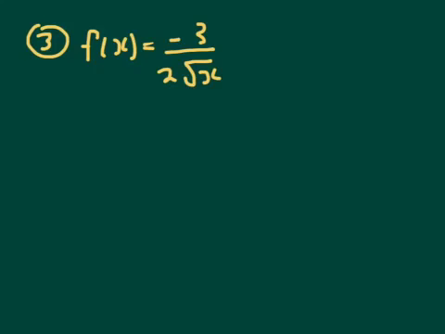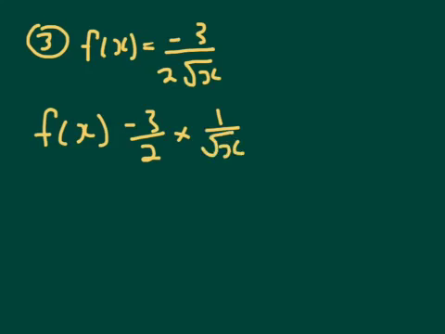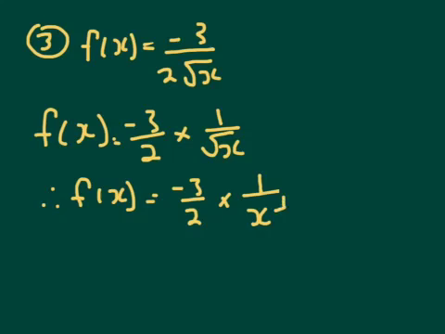Okay, let's have a look at this one. I think the way ahead here is to bring out the negative 3 and the 2. It might make it a bit easier to work with, like so. So f x equals negative 3 on 2 times 1 on the square root of x. Now, the other thing before we do the calculus is to convert the surd to index form. So we know that the square root of x is equal to x to the power of a half.